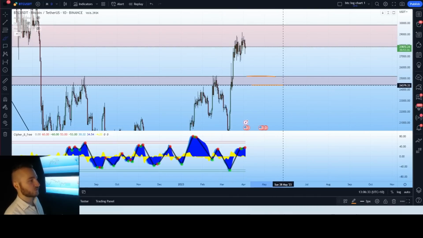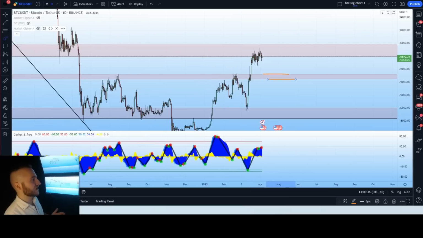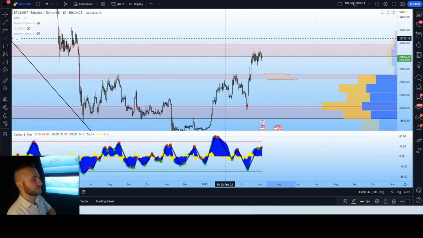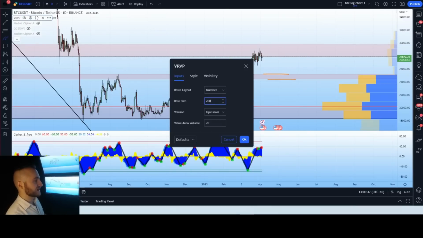25,200 to 24,400. Again, these aren't random numbers, guys. We can confirm all of this stuff with our volume ranges. If we bring up our VRPV, we can confirm these ranges. So let's go VRPV, let's adjust it to a 200 row size, and we'll show you.